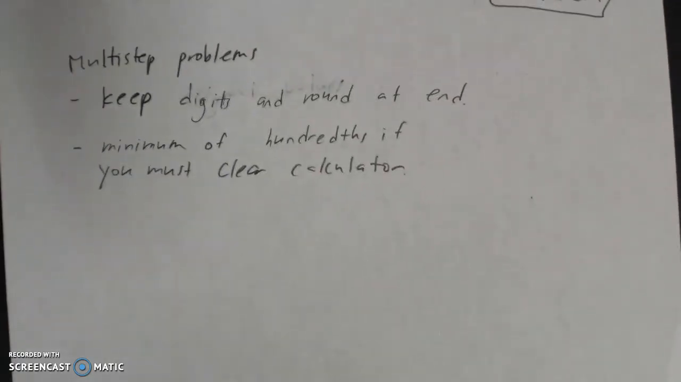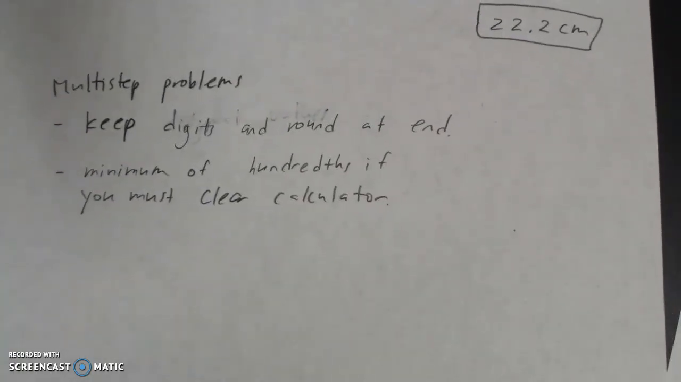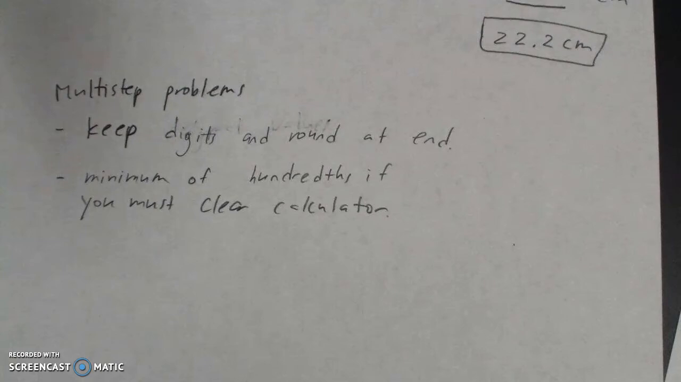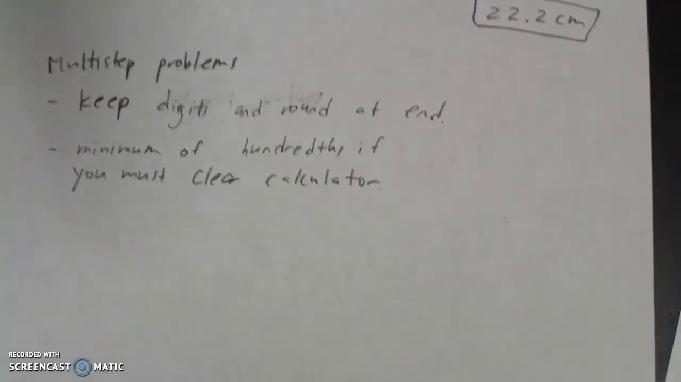Now, a lot of problems you'll have multi-step calculations. Keep the digits in your calculator and then do the rounding at the end. And if you have to erase your stuff and retype the number into the calculator, just make sure when you retype it in you keep at least a minimum of the 100th decimal place as you do multi-step calculations.